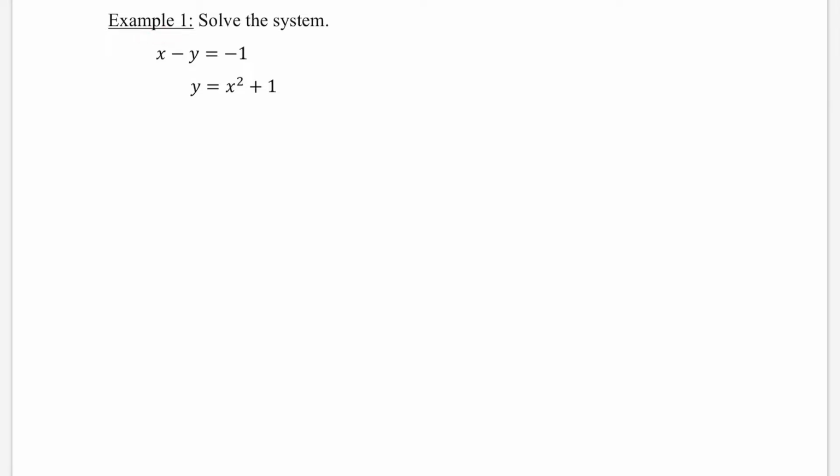Example 1. Solve the system. I have two different equations. The first one is x minus y equals negative 1. The second one is y equals x squared plus 1. The first equation is a linear equation, and the second equation is a quadratic equation.